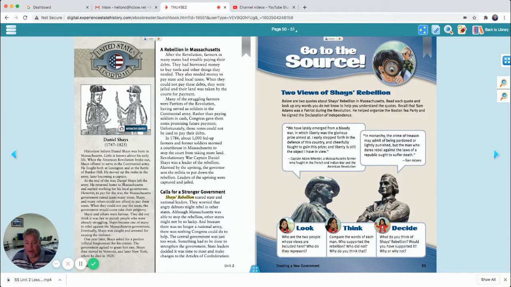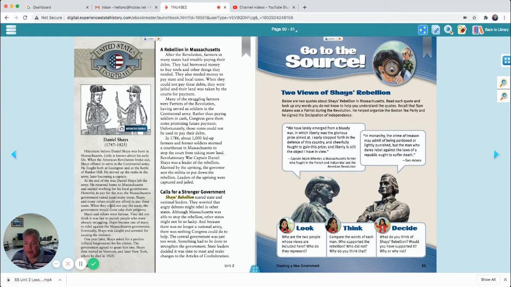At the end of the war, Daniel Shays left the Army. He returned home to Massachusetts and started working for his local government. However, to pay for the war, the Massachusetts government raised taxes many times. Shays and many others could not afford to pay these taxes. When they could not pay the taxes, the government would come and take their property. Shays and others were furious. They did not think it was fair to punish people who were already struggling.